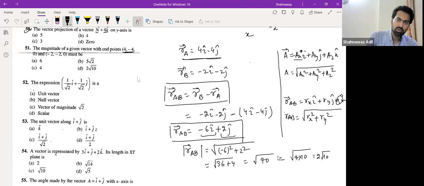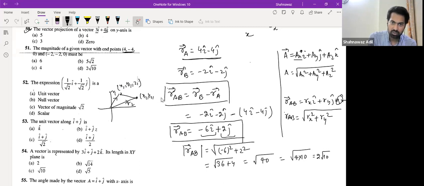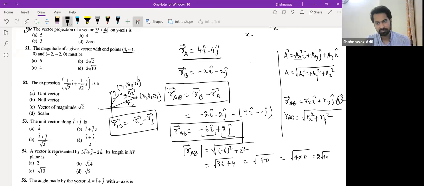So whenever two coordinate points are given, let's say R1 and R2, and this is X1, Y1, Z1 and this is X2, Y2, Z2, you calculate this displacement by just subtracting the position vectors of these. Just remember this, okay guys.